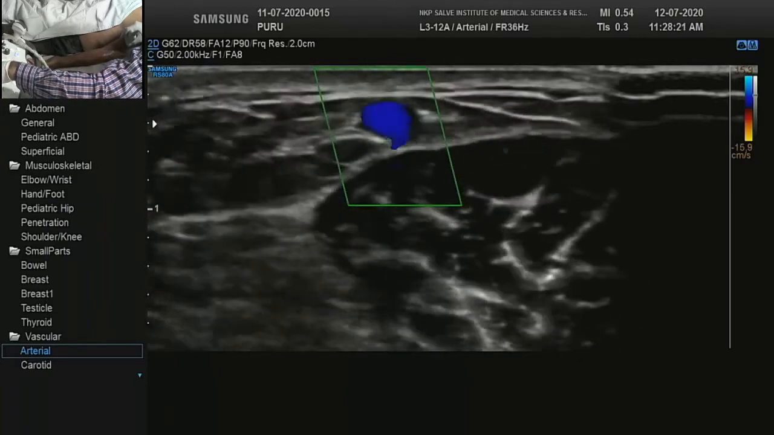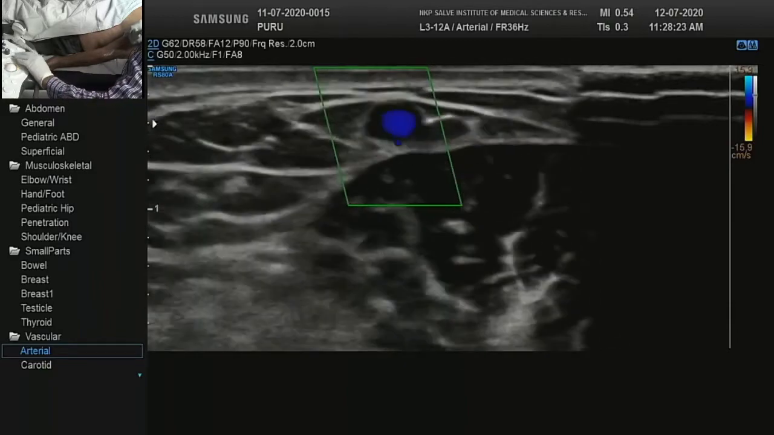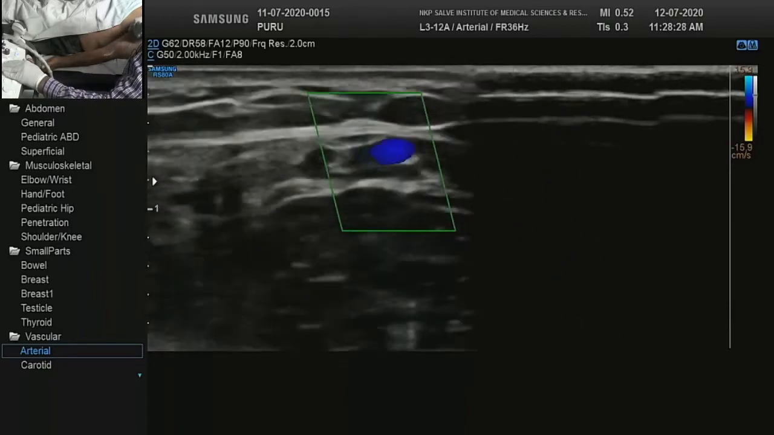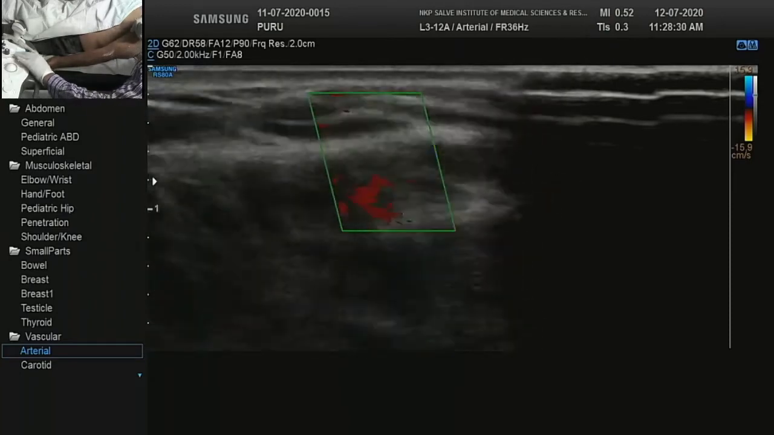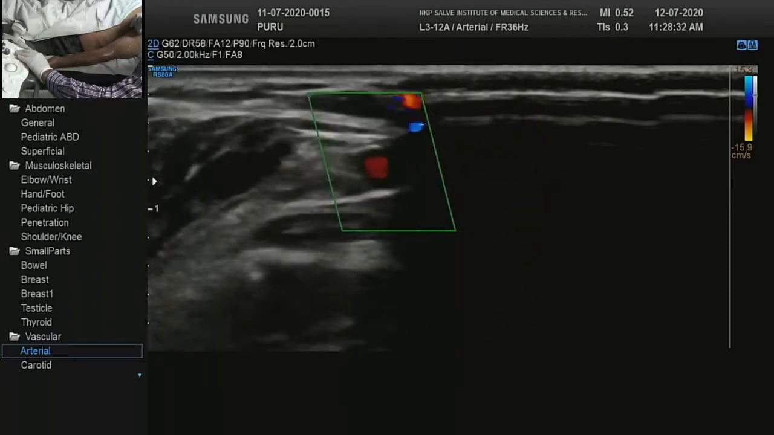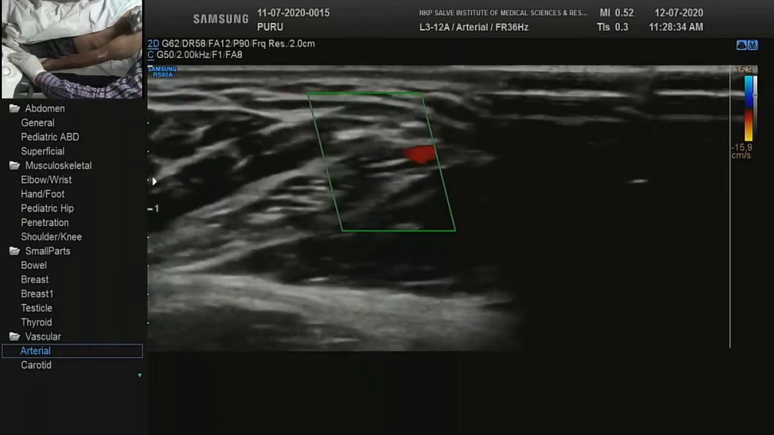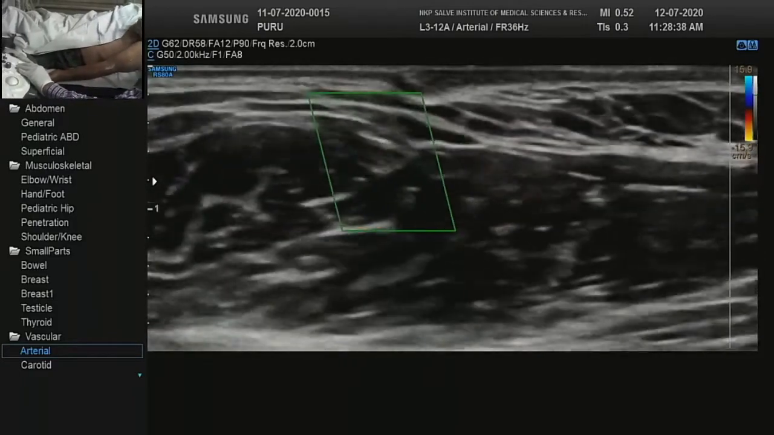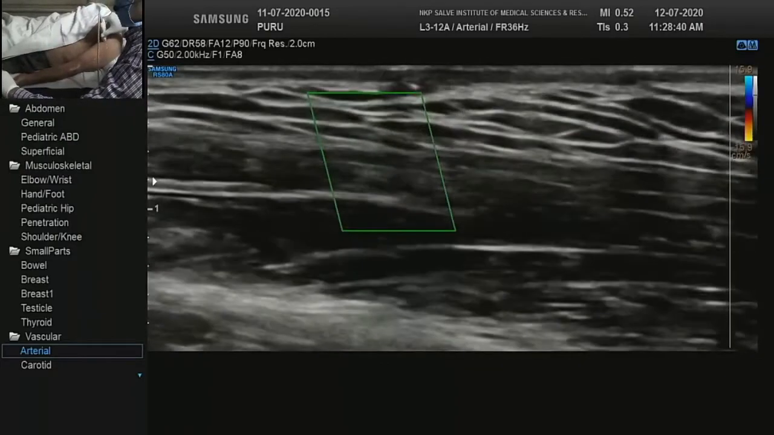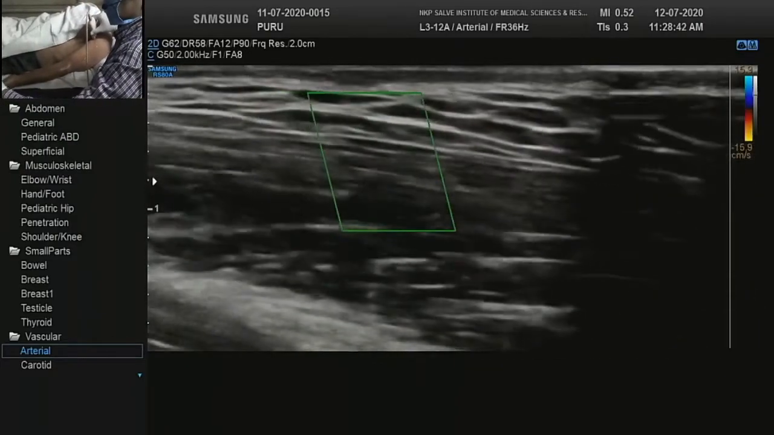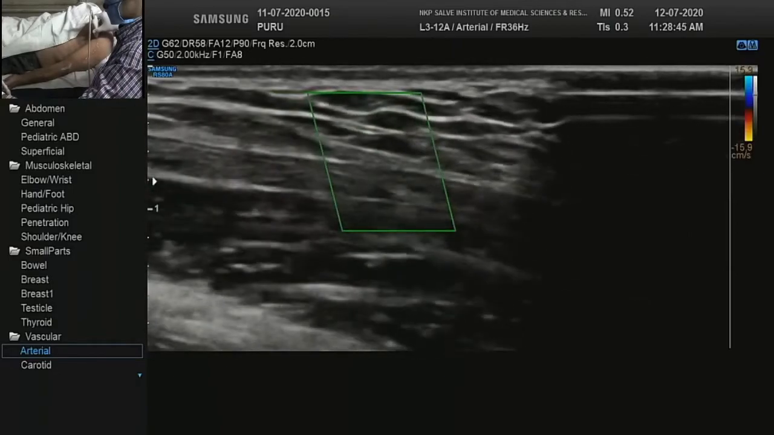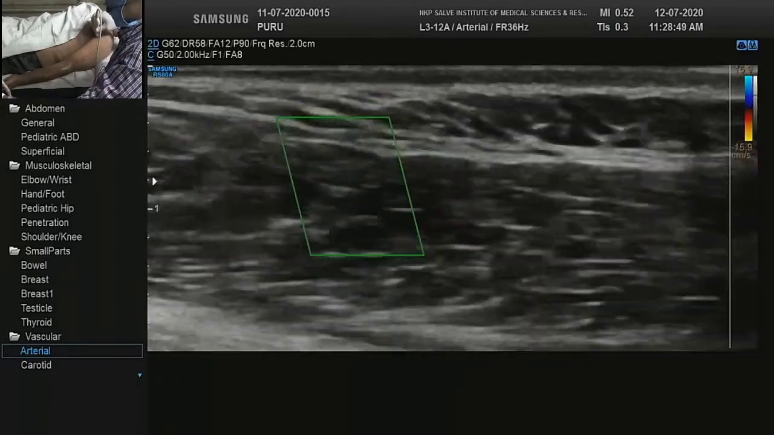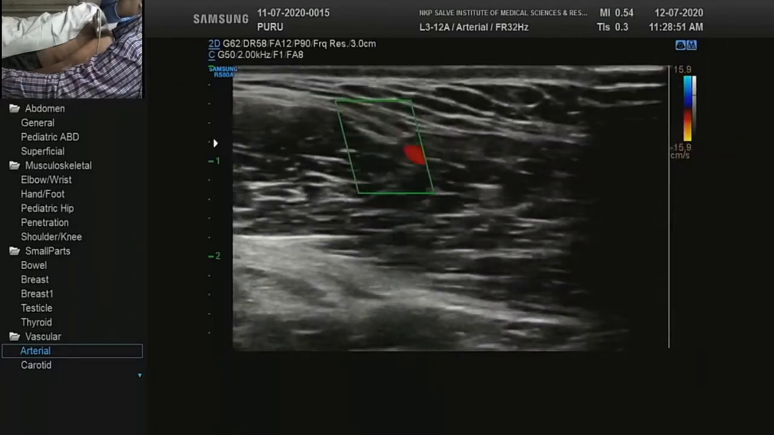The caliber has increased. It is going, you can see this, almost at shoulder level. Then it will course medially. This has coursed medially, and it will drain into the subclavian vein. So you have to screen the cephalic vein up to its insertion into the subclavian vein.